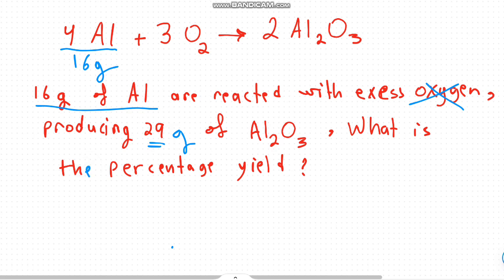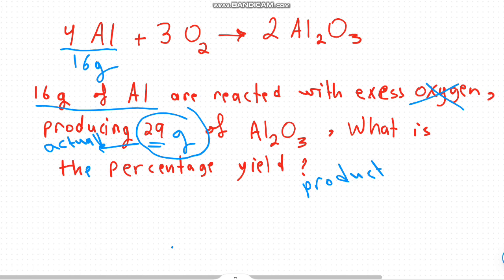Since I'm asking about the percentage yield, this means I'm asking about the mass of the products. We have one product, so we have to calculate the percentage yield of aluminum oxide. The grams that are given to us of the product will be the actual, even if it is not written. Keep this in your mind. This is the actual mass. That's why it's given. And we have to calculate the theoretical mass, or the mass out of calculations.